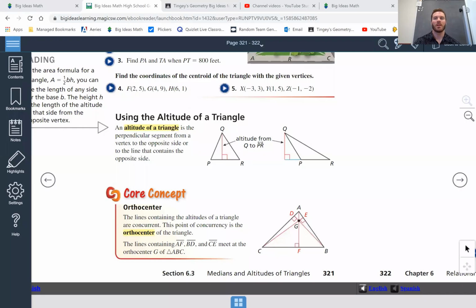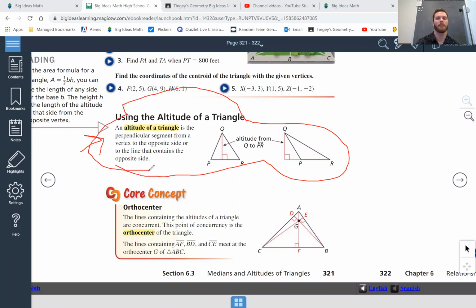Here we go with continuing notes for section 6.3. Include in your notes this information right here. Using the altitude of a triangle, you're including all of that. Okay.